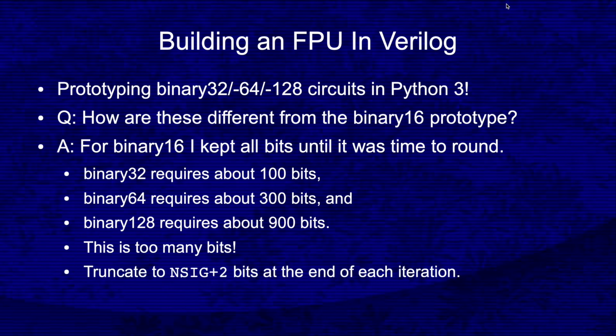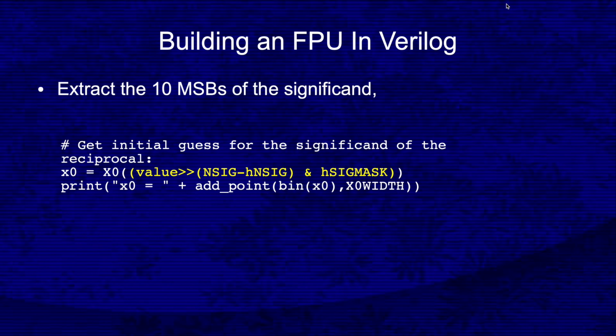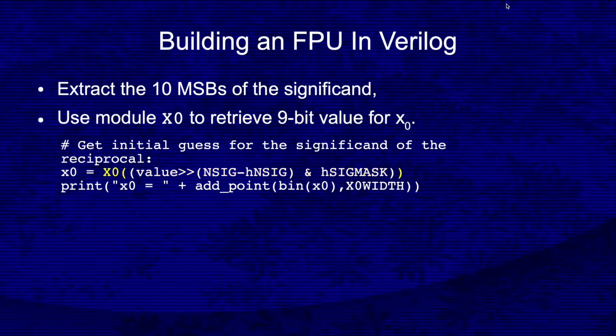I decided to truncate each x sub i value to n sig plus 2 bits before beginning the next iteration. Let's start with binary 32. The prototype code extracts the 10 most significant bits of the significand field. That is, the 10 most significant bits excluding the implied leading 1 bit. This 10-bit value is used to generate x sub 0, our initial 9-bit guess for the reciprocal of the significand.